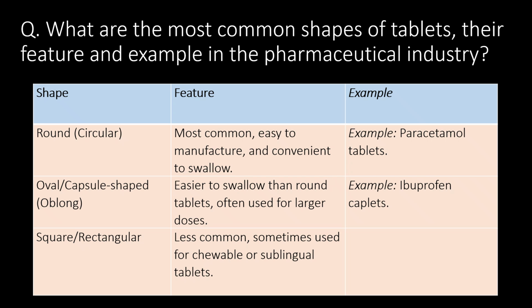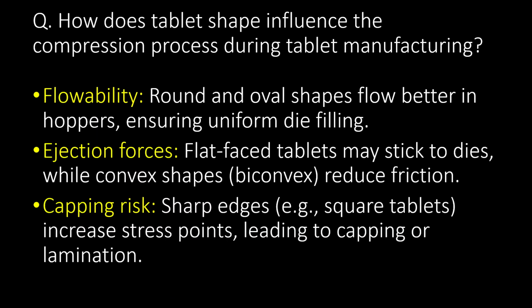Third, square or rectangular. These are less common, sometimes used for chewable or sublingual tablets. How does tablet shape influence the compression process during tablet manufacturing? First, flowability. Round and oval shapes flow better in hoppers, ensuring uniform die filling.